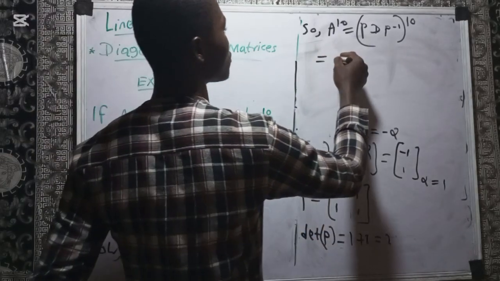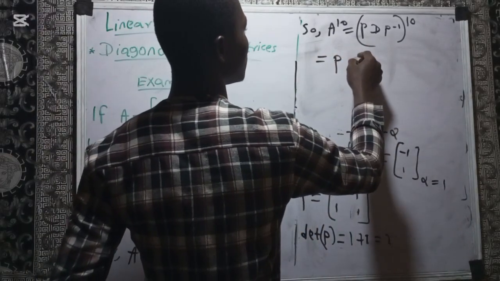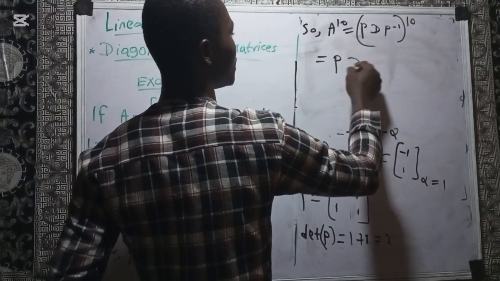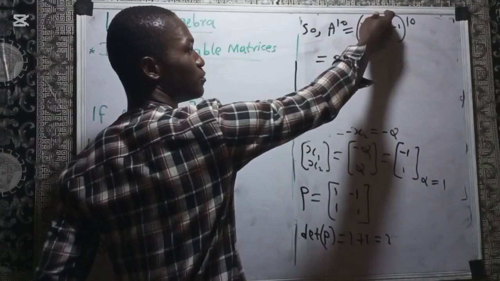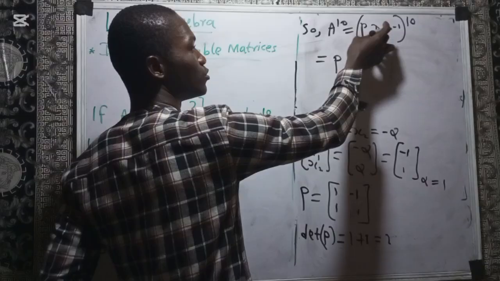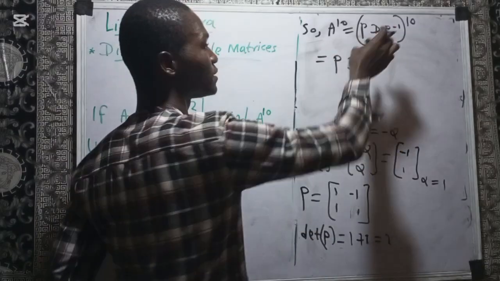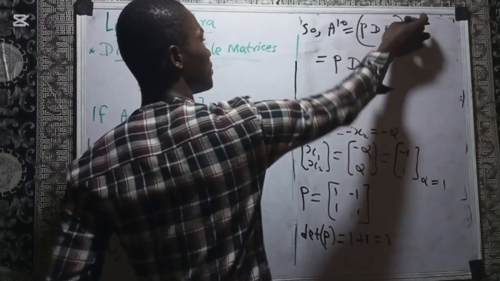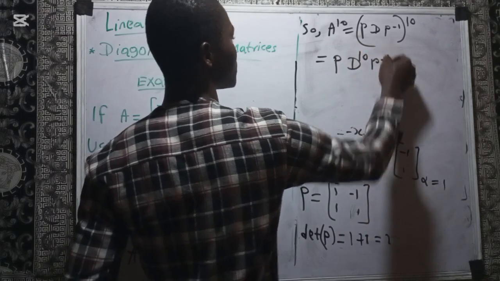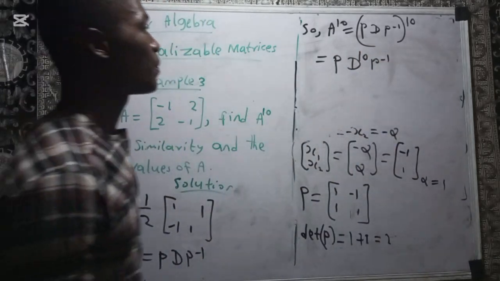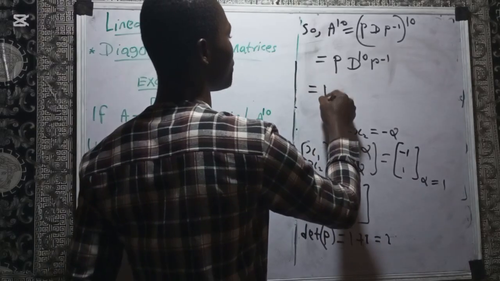So this will be equal to P. This will be the same thing as P D. The power will be on this middle value, because this is just conjugation. This expression means you are conjugating D. So the power will be, this is P D raised to power 10 P inverse. So this is what this will give you, and this will be equal to P.